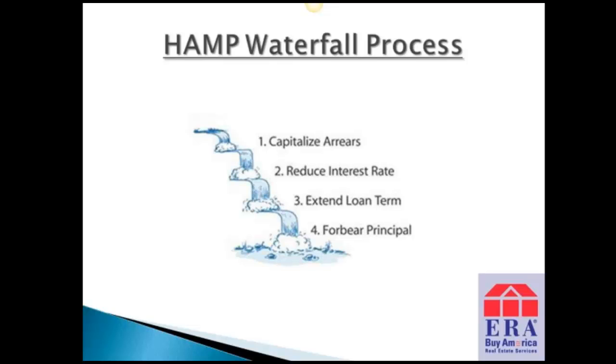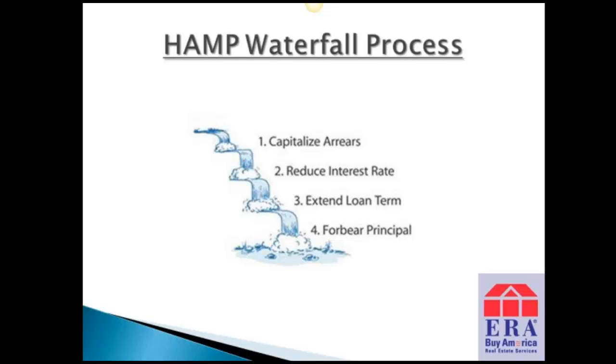The third step of the waterfall process is they're going to extend the loan term. They'll extend that loan term all the way up to a ceiling of 40 years, and they're going to do it 1 year at a time. So if you have a 30-year loan right now, at 31 years, amortize your loan over 31 years, does that bring you within 31% of your gross income? No, then try 32, 35, all the way to 40. And if at 40 years amortization they haven't brought your loan payment down to 31% of your gross income, then they would drop you down to the fourth or final step of the waterfall process, and that's forbear principal.